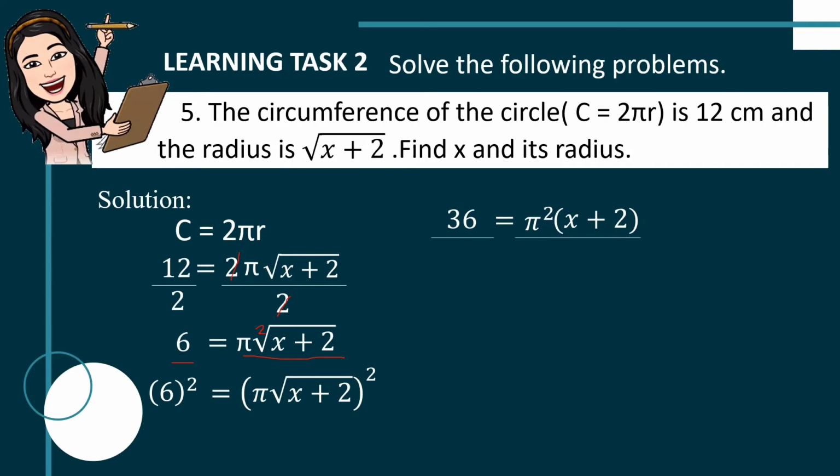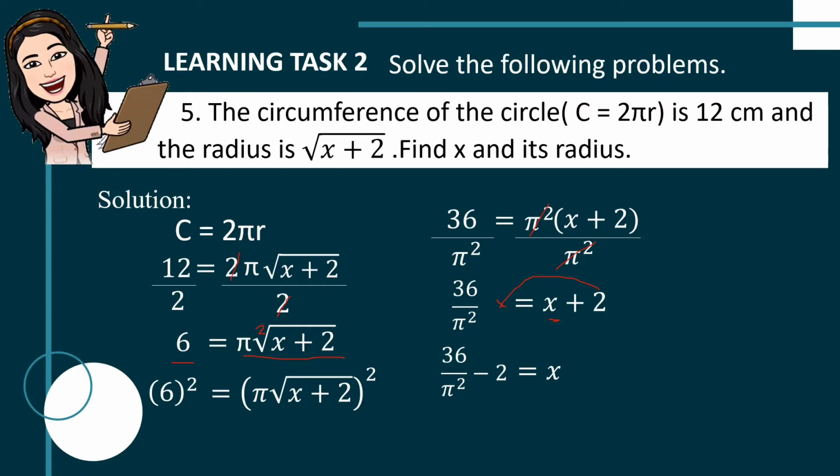Now, we can divide both sides by pi squared. Okay? So, dividing both sides by pi squared, para ma-solve natin si x plus 2 or yung value ng x, we can divide it. So, we can cancel it. What is 36 divided by pi squared? Okay, that is 36 over pi squared. And that is equal to x plus 2. Now, we have to solve for the value of x. We need to transpose positive 2 to the other side. So, this will become x is equal to 36 over pi squared minus 2.